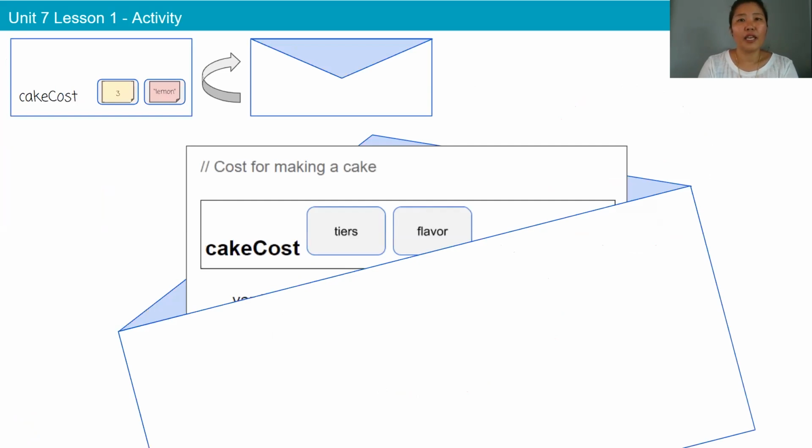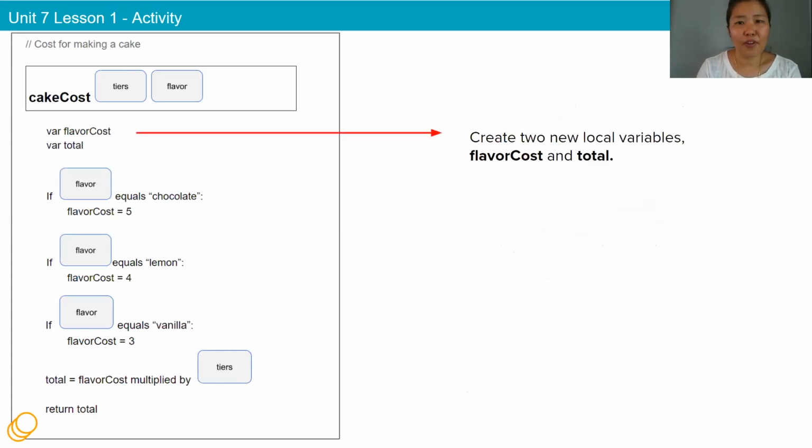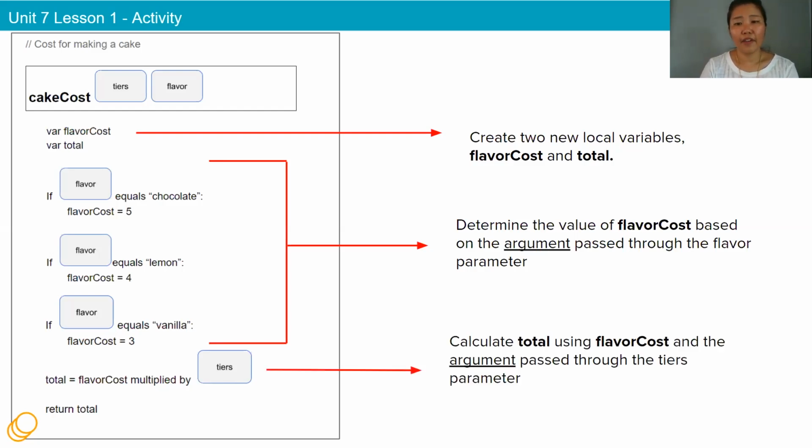Inside our envelope is our instructions on how to calculate the cost of the cake. There are a few new things here. First, we've created 2 local variables, flavor cost and total. And in this function, a decision, in this case, how much to charge per flavor, is made based on the argument passed through the parameter. And finally, our total is calculated and returned.